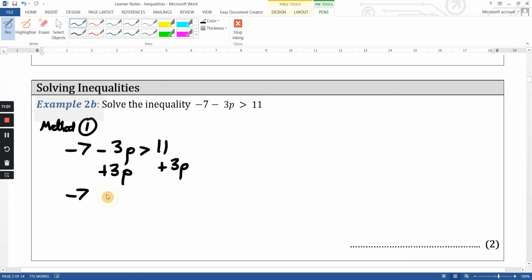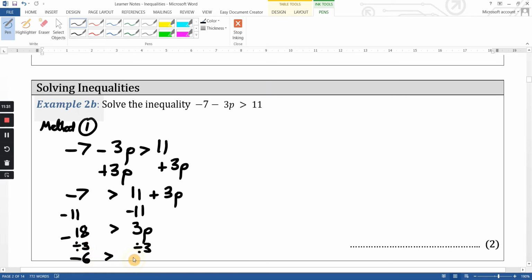That gives me minus 7 greater than 11 plus 3p. Now let's get rid of the 11 on this side. I'll have to minus 11 here, minus 11 here. So minus 7 minus 11 is minus 18. It's greater than 3p on that side. Just one more step. I'll have to divide by 3 here, and here I'll get minus 6 is greater than positive p. That's one solution. So let's put that down. That's my answer. And there is another way.